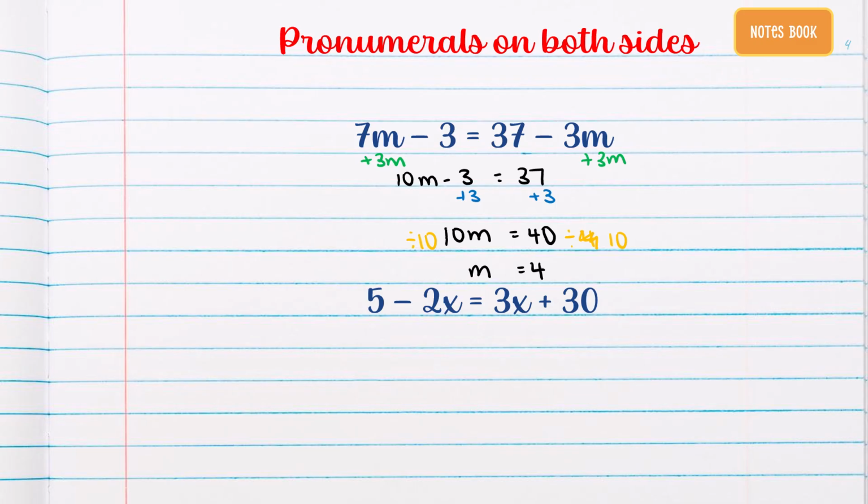Same idea here for this one. I'm going to start by adding 2x to both sides, which leaves me with 5 is equal to 5x plus 30. I'm then going to subtract 30 from each side, leaving me with negative 25 is equal to 5x, and then dividing both sides by 5. So we treat x or y or whatever it is you're using just like any other variable. If you do end up with an improper fraction, then that is your final answer. If you do want to double check your work, you just sub straight back in.